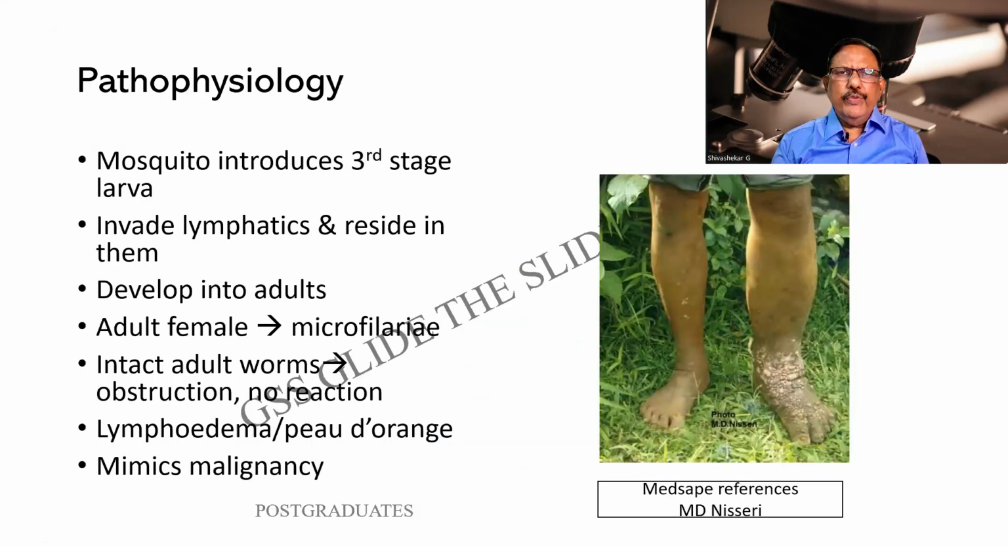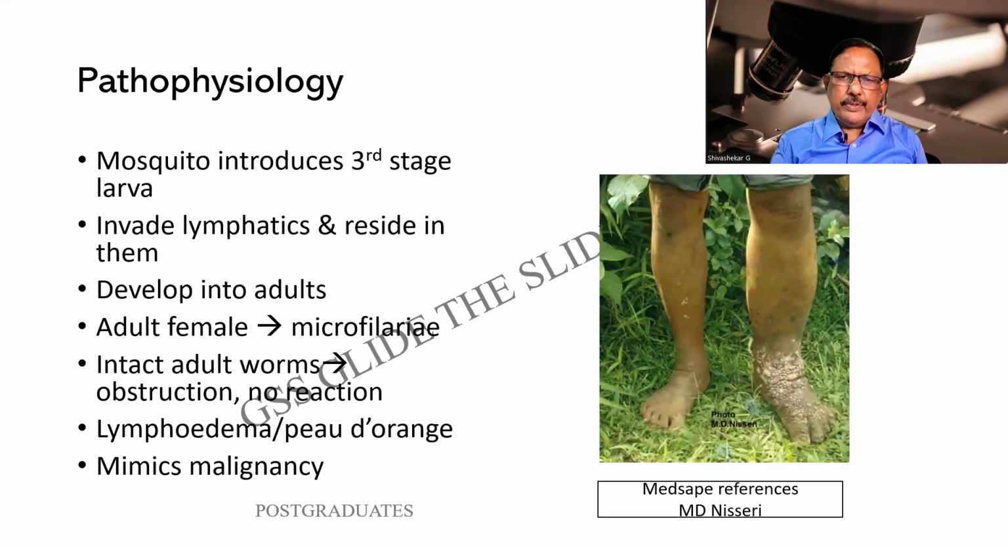Now, what is the basic pathophysiology of it? The mosquito introduces the third stage of the larva and it invades the lymphatics and resides in them. What happens is, because of the chronic inflammation, there is something called perilymphatic and perinodal fibrosis that develops. In the meantime, the female releases microfilariae, and the larvae develop into intact adult forms. As long as the parasite is intact, for that matter any cell, so long as it is intact, it will not be introducing any inflammation or reaction.